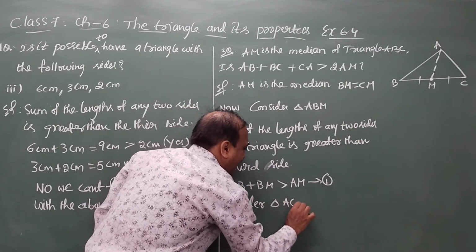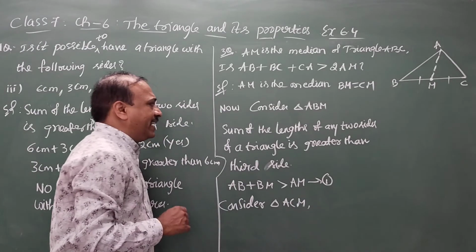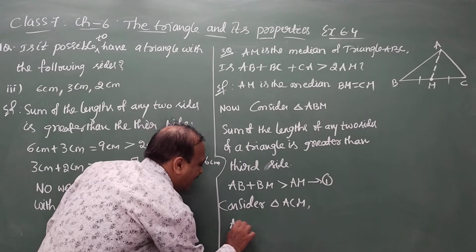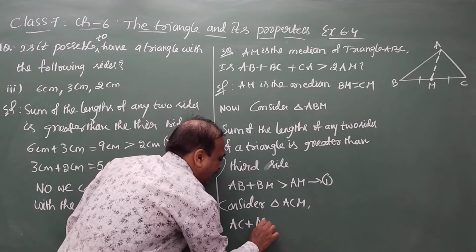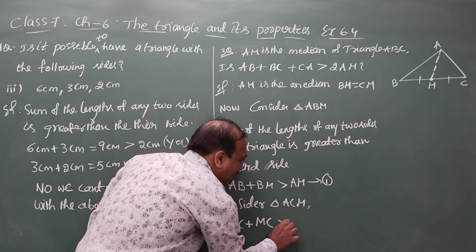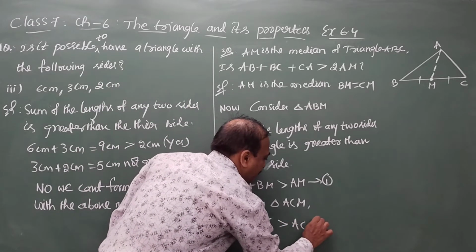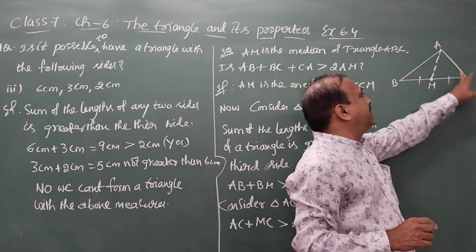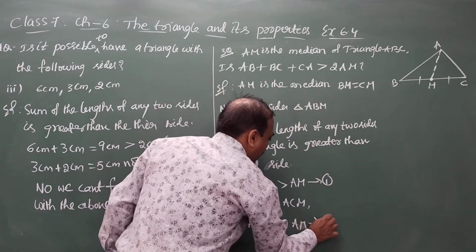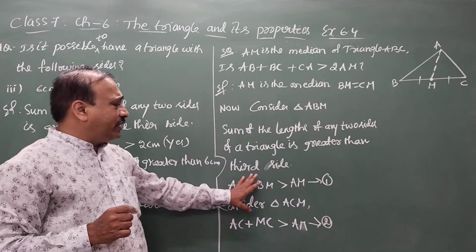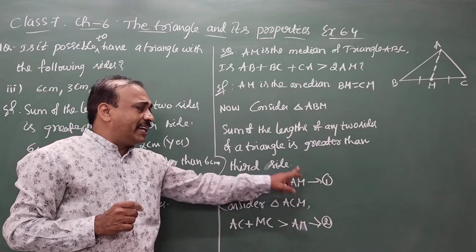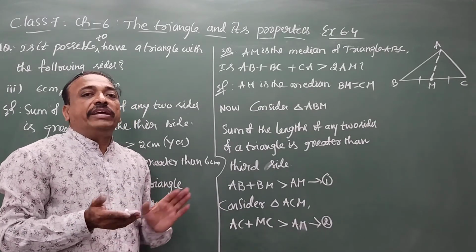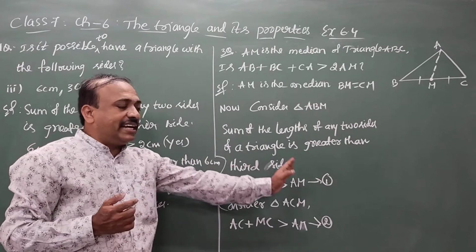Now consider triangle ACM. Again here also the same criteria. Sum of the lengths of any two sides of a triangle is greater than third side. So I'm just adding AC plus MC. AC plus MC is greater than AM. Let this be equation 2. So now this we call it as left hand side. This we call it as right hand side. Whenever we add equations, we add left hand side, right hand side.